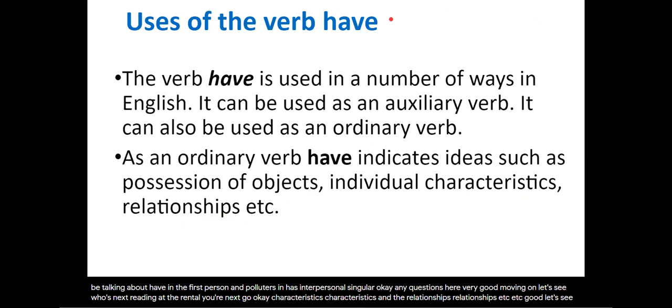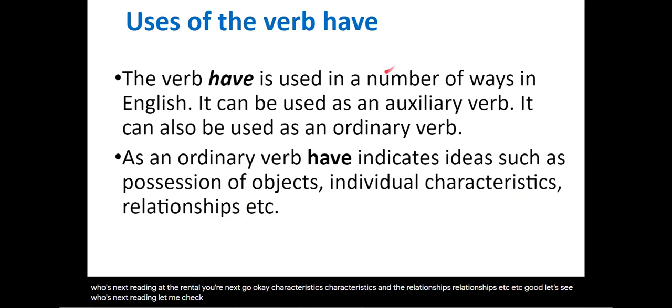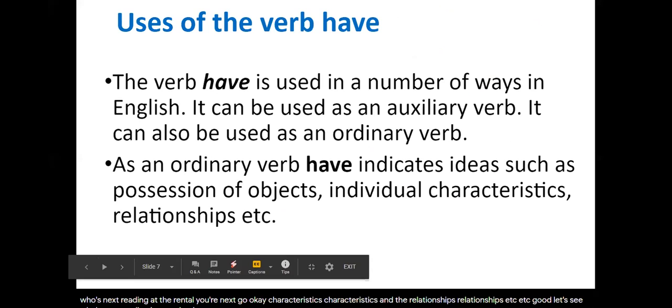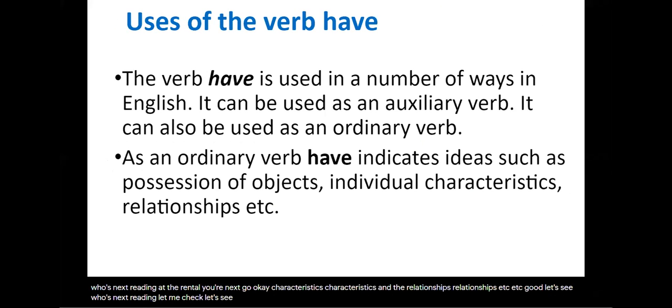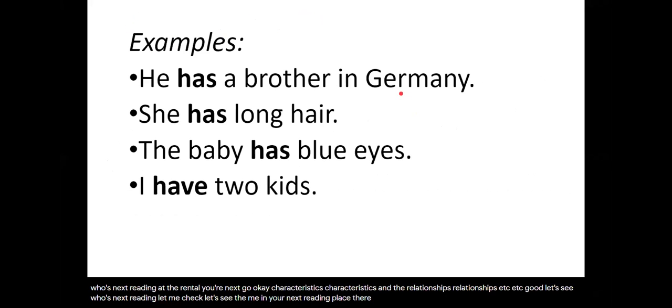Let's see who's next reading. Daniel, you're next, please. Example: He has a brother in Germany. She has long hair. The baby has blue eyes. I have two kids. Very good. Notice that the first three examples are in third person, and the last one is in first person, okay?